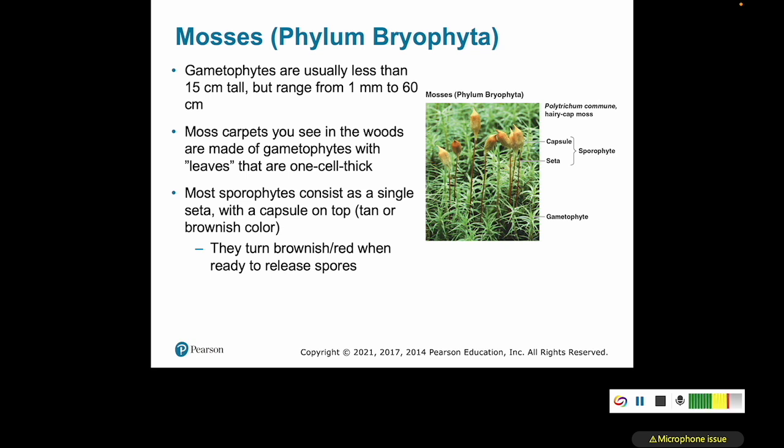And then most of the sporophytes have a single seta and a capsule on top, just like in this picture. That capsule is usually going to be tan or brownish in color, and they'll turn more brownish red when they are ready to release their spores.